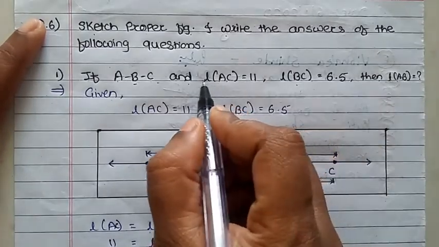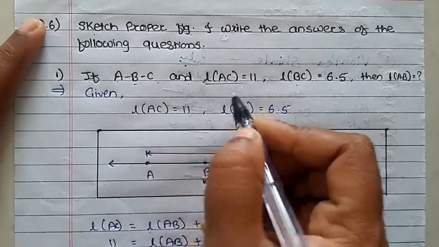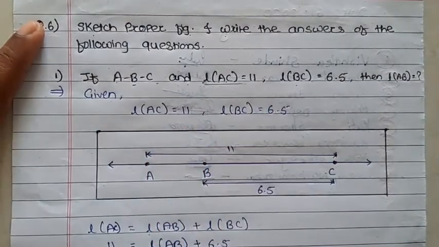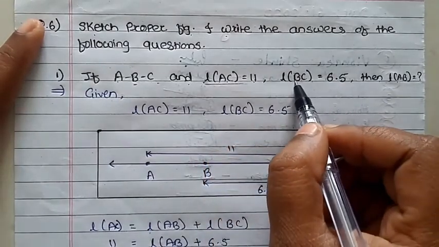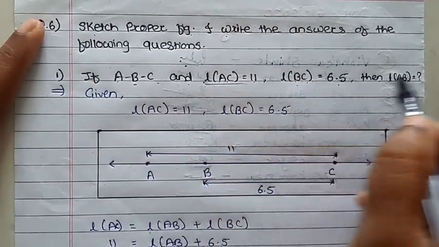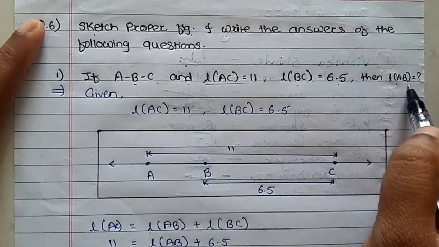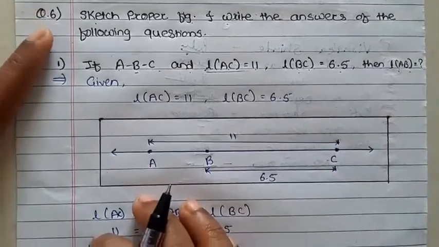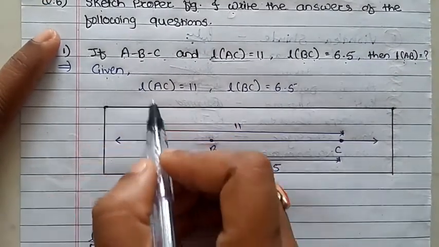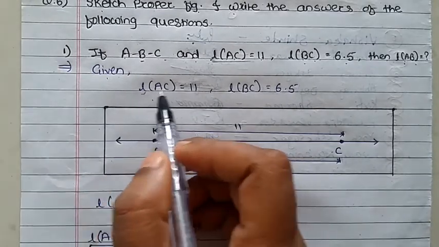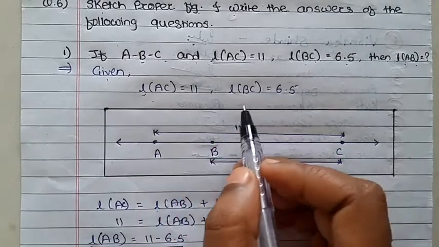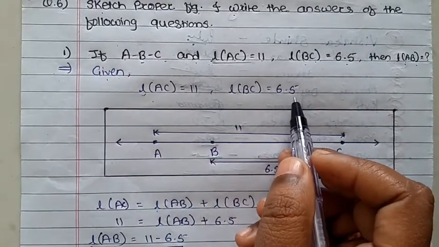This is the distance between AC. AC distance is 11. Similarly, the distance between B and C is 6.5, and then we want to calculate the distance between A and B. So how to do this? Write down the given statement as it is. That is, length of AC is equal to 11 and length of BC is equal to 6.5.